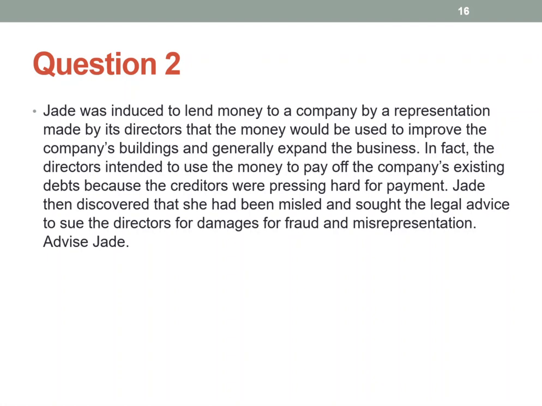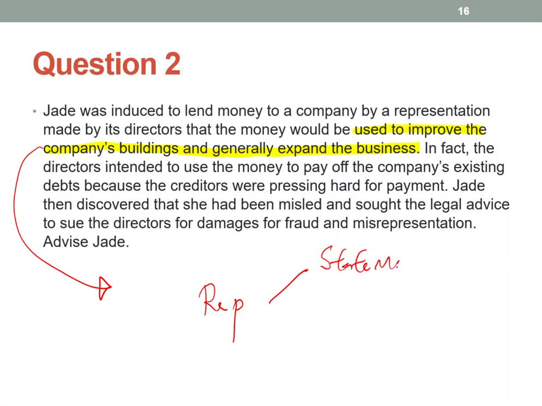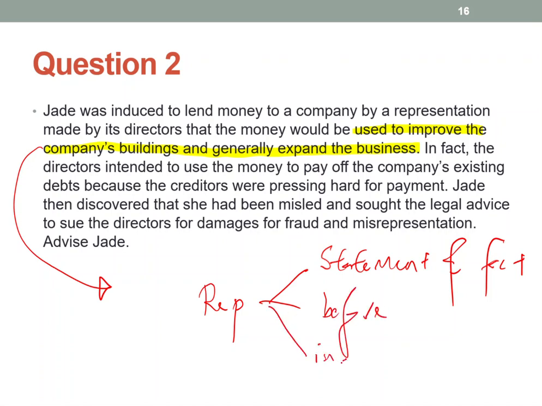So over here you can see Jade lent money to the company, based on the statement which the directors made, stating that the money will be used to improve the building and expand the business. So when the directors said this, it was actually a representation. A representation is a statement of fact made before the contract is entered into, which induced Jade to enter into a contract.